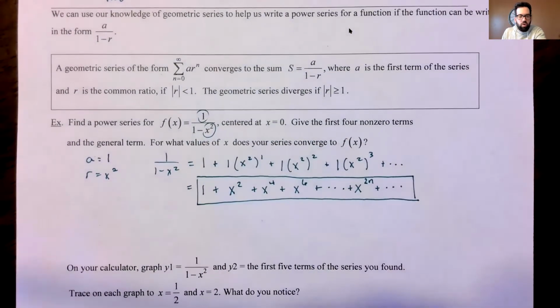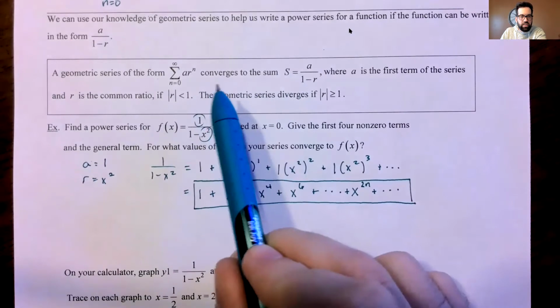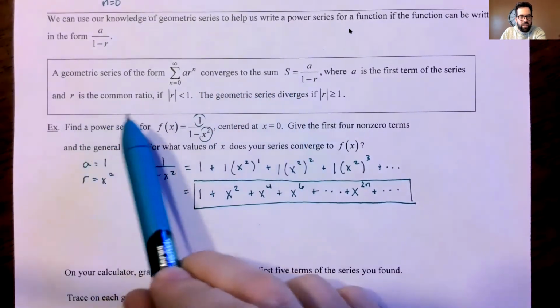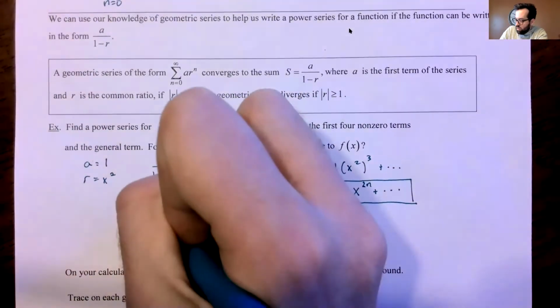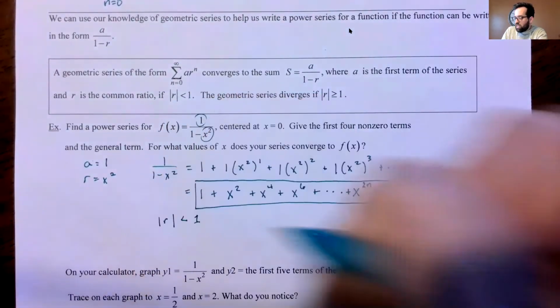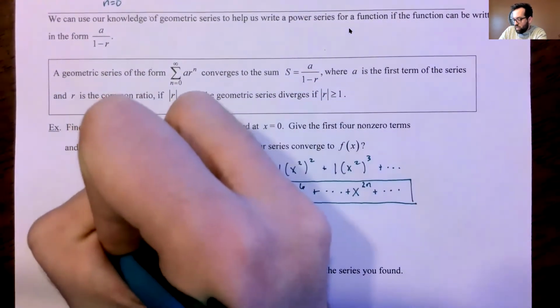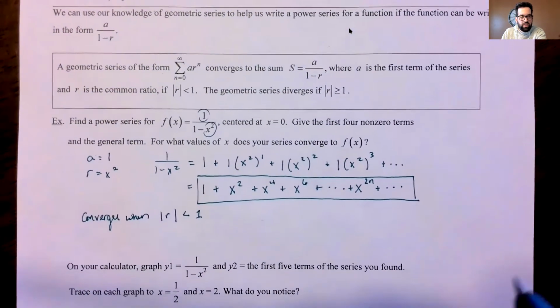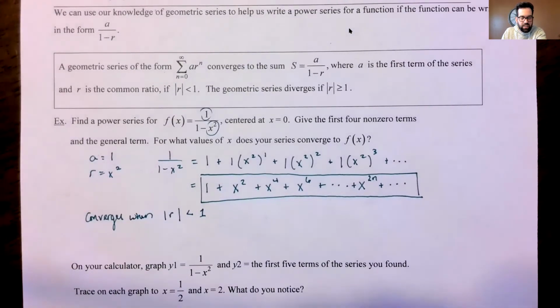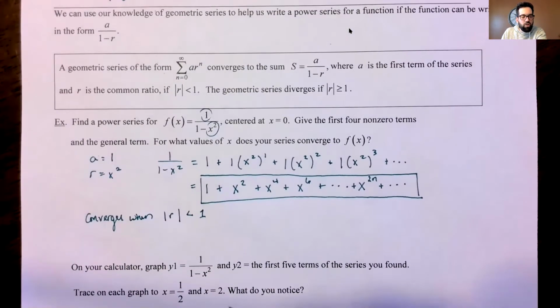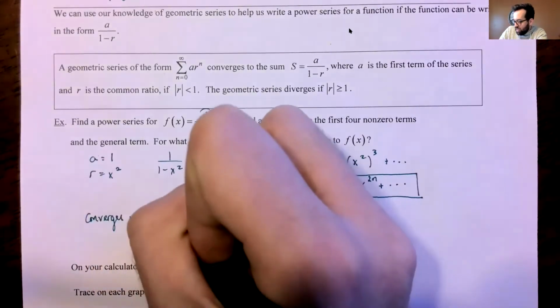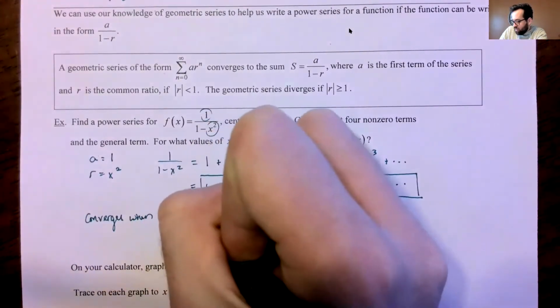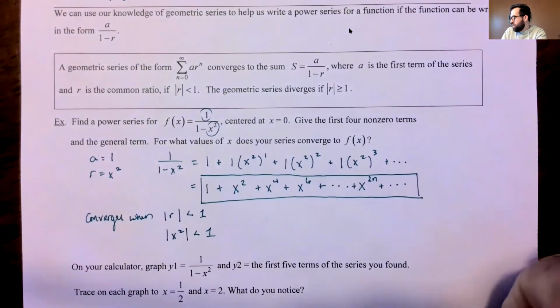Then the question says, for what values of x does the series converge to f of x? To figure out when a geometric series converges, it's when the absolute value of r is less than 1. That's when we converge. I'll write that out. Converges when the absolute value of r is less than 1. So let's apply that in this context. Our r is x squared, so we can plug in x squared for r, and that has to be less than 1.